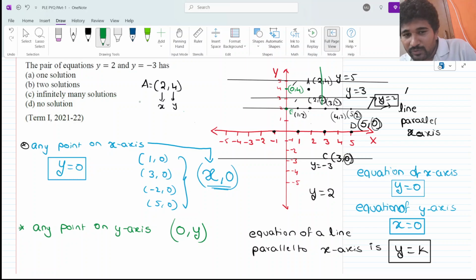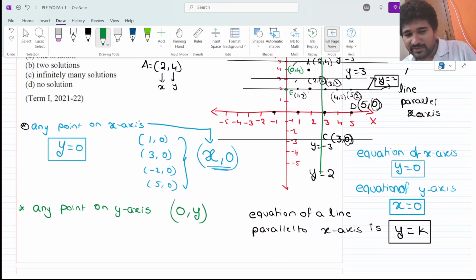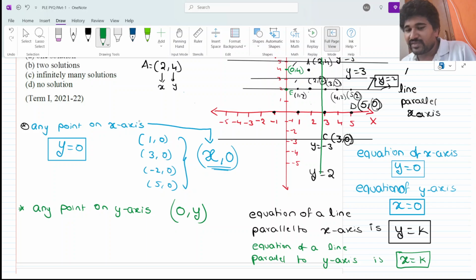parallel to the y-axis should be x is equal to a constant only, right? So please write that. What will you write? The equation of a line parallel to the y-axis is x is equal to k, some constant. Understand everybody?